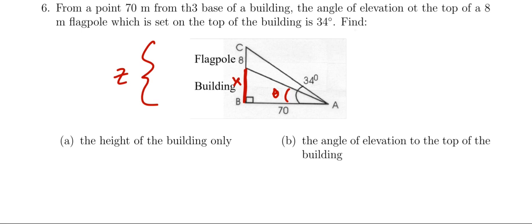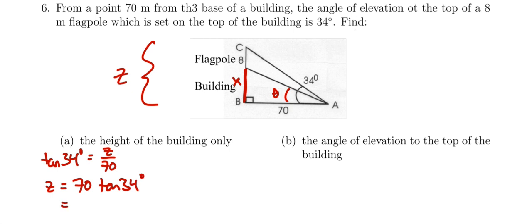So to get the height of the building, I'm going to find Z, and I'm going to subtract 8. The angle of elevation to the top of the flagpole, which is at the top of the building, is 34 degrees. So I'm looking for the opposite side Z, and I have the adjacent 70. So the tangent of 34 degrees will equal Z over 70, which means Z is going to be 70 multiplied by the tangent of 34 degrees.